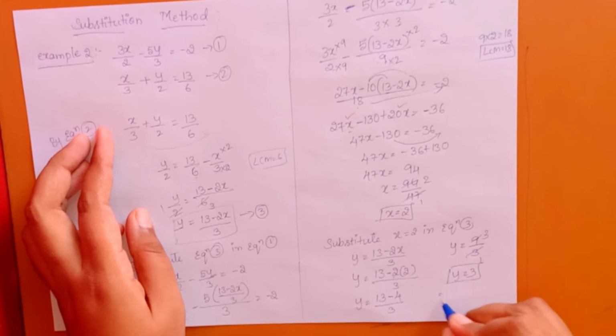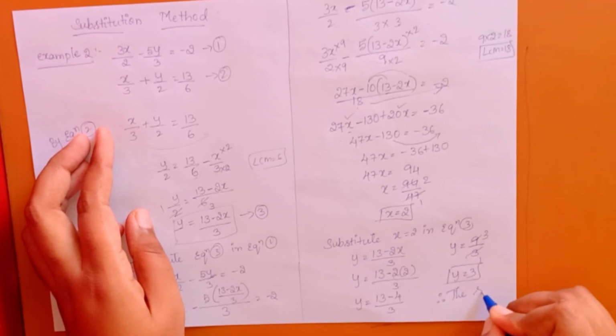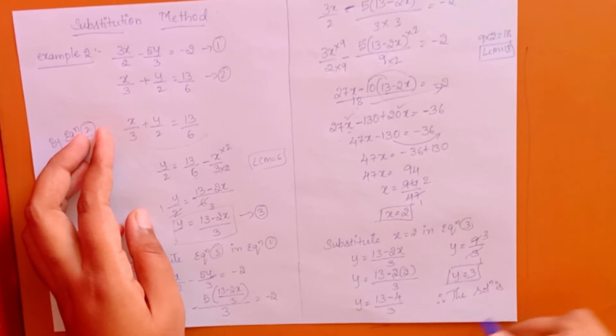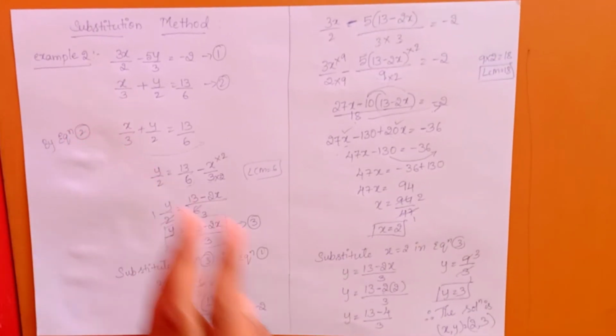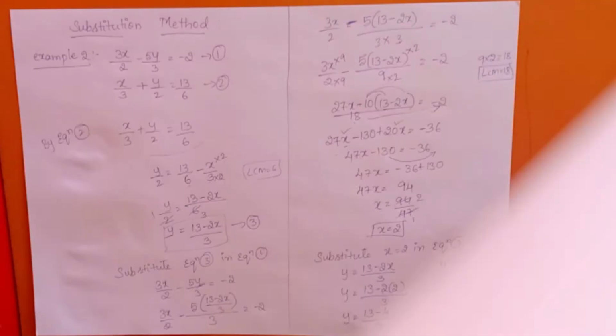So therefore we can say the solution is (x, y) is equal to (2, 3). So this is one type, it's over. Now we will do the square root numbers.